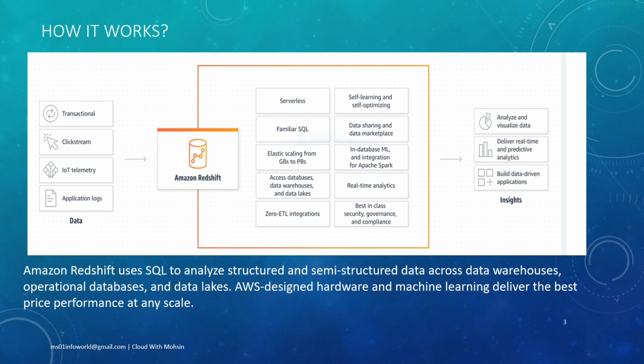These data lakes and operational databases are entities you may not have heard of, but they are related to data warehousing. On the right side you can see the insights. Whatever data Redshift processes as a data warehouse solution, we can get insights like analytics. We can use analysis and visual data, real-time predictive analytics, and build data-driven applications. All that can happen as an output of Redshift. It integrates with various AWS services and with lots of applications like Facebook, Google, etc. We will also cover that.